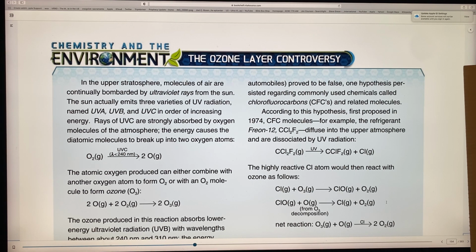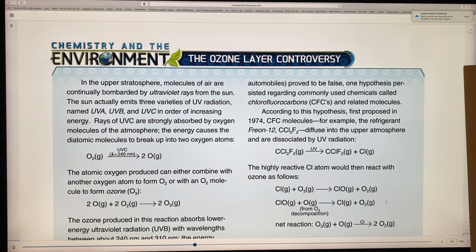So we have the ozone layer, which is in the upper stratosphere, clear up above the oxygen of our air. This layer keeps out the ultraviolet rays that want to come in and are bombarding the Earth. The ozone actually protects us from some of these ultraviolet rays coming through.